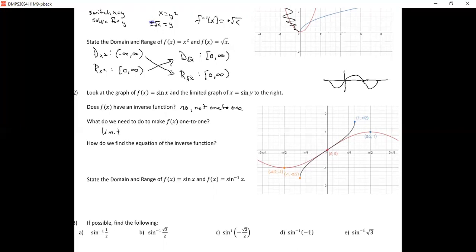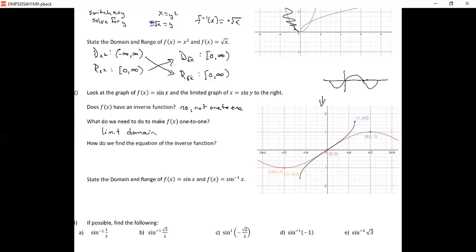And the question is, how are we going to limit the domain for it to be effective? One of the things that we can do is eliminate part of the domain. We could say, hey, let's forget about this part, and let's forget about this part. And now what's left is a one-to-one function. But I don't feel like that's going to be very beneficial for us, mainly because that's so far away from the origin.